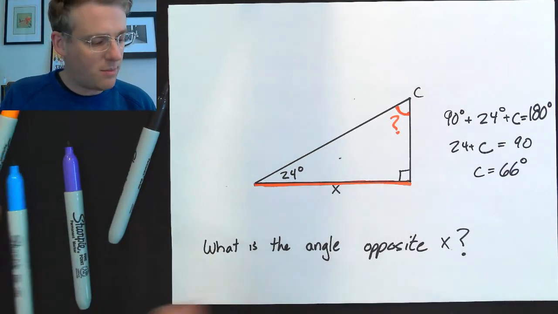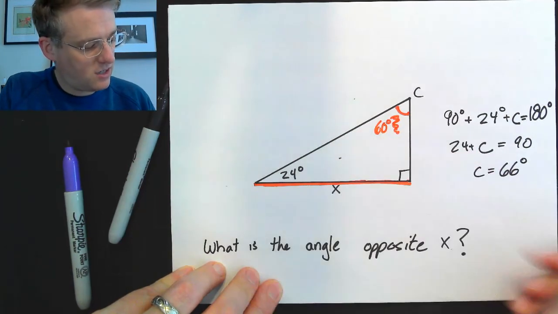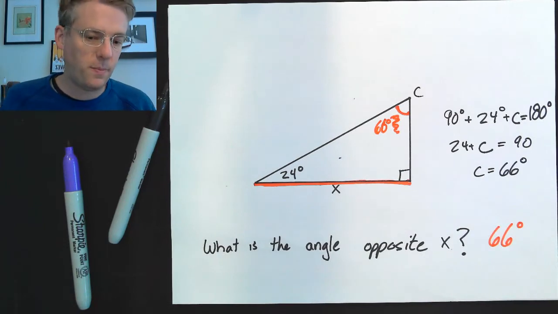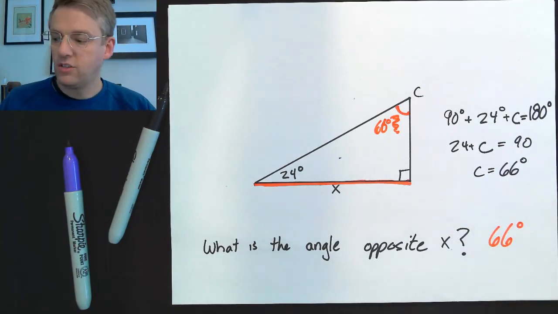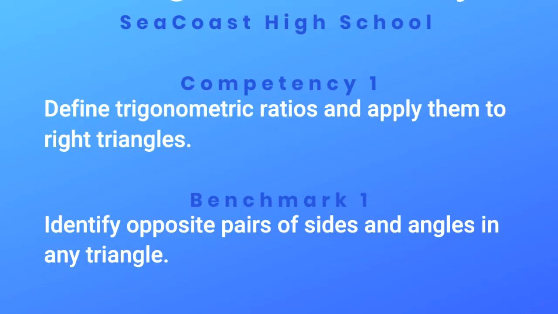So what is the angle opposite side x? It will be 66 degrees. So that's how you identify opposite pairs of sides and angles in any triangle.